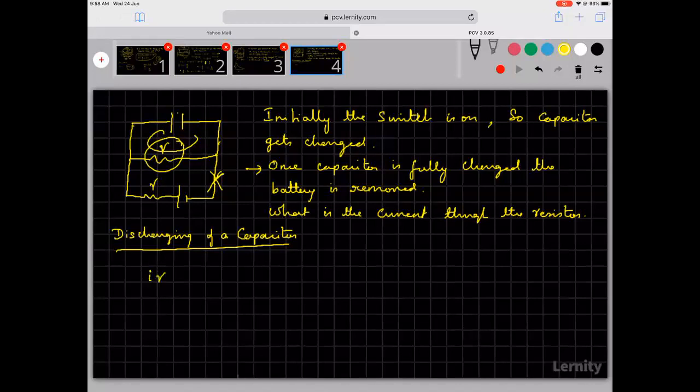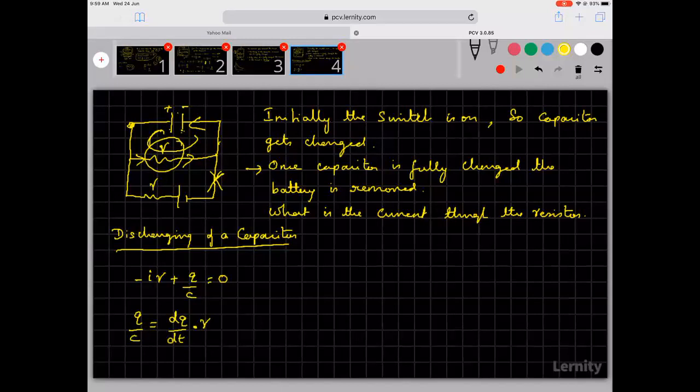Now suppose you're moving from this particular point in a closed loop. This is positive, this is negative, so this will be the direction of the current. You're going this way, so you have lost potential. Now you're going from negative to positive, so you will gain potential. So minus IR plus Q by C is equal to 0. So now I can say that Q by C is equal to dQ by dt into R.